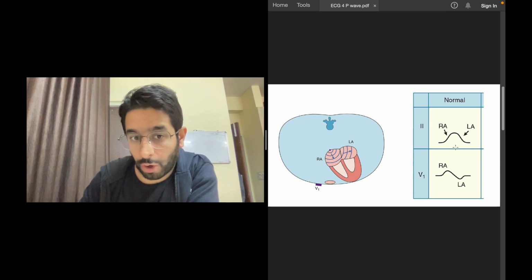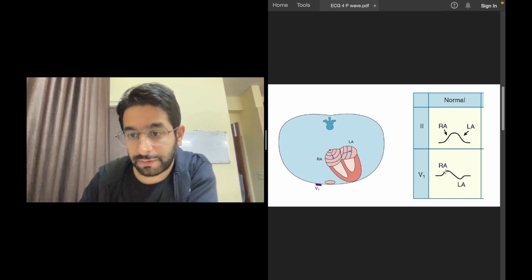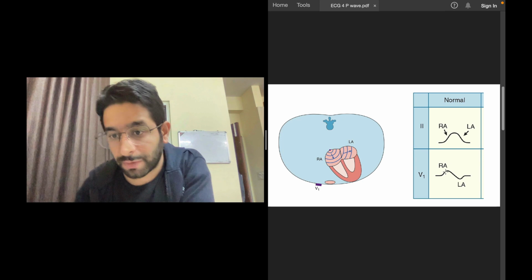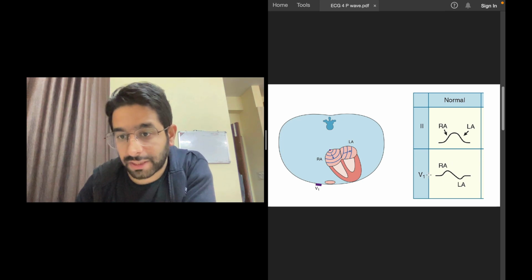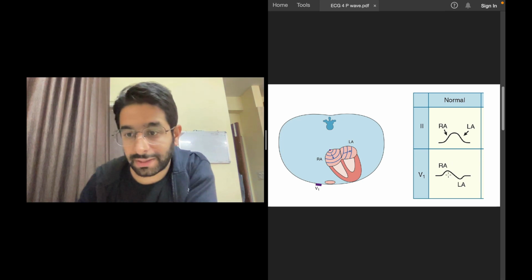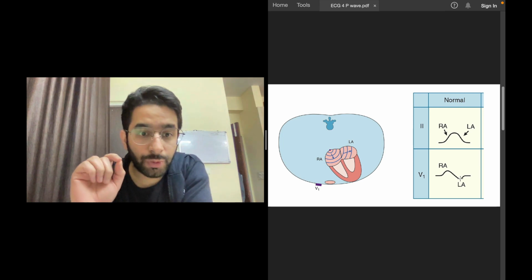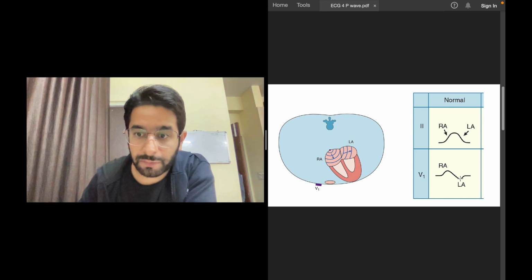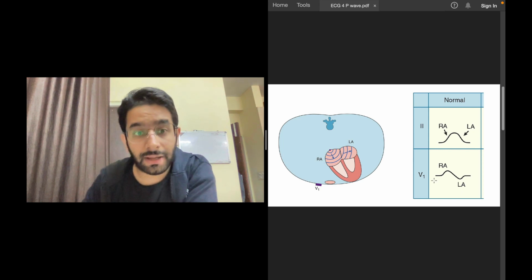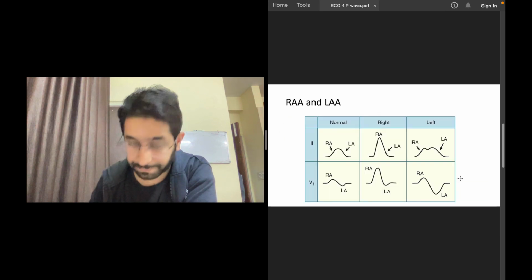But note that normally in the lead V1, the P wave is biphasic. It has a positive deflection and then it has a negative deflection. This positive part is produced by right atrial depolarization. The negative part is produced by the left atrial depolarization. So remember, lead 2, P wave is positive. The initial part is by right atrial depolarization. The later part is by the left atrial depolarization. V1, normally the P wave is biphasic, a positive deflection and then a negative deflection. Remember and memorize this stuff.